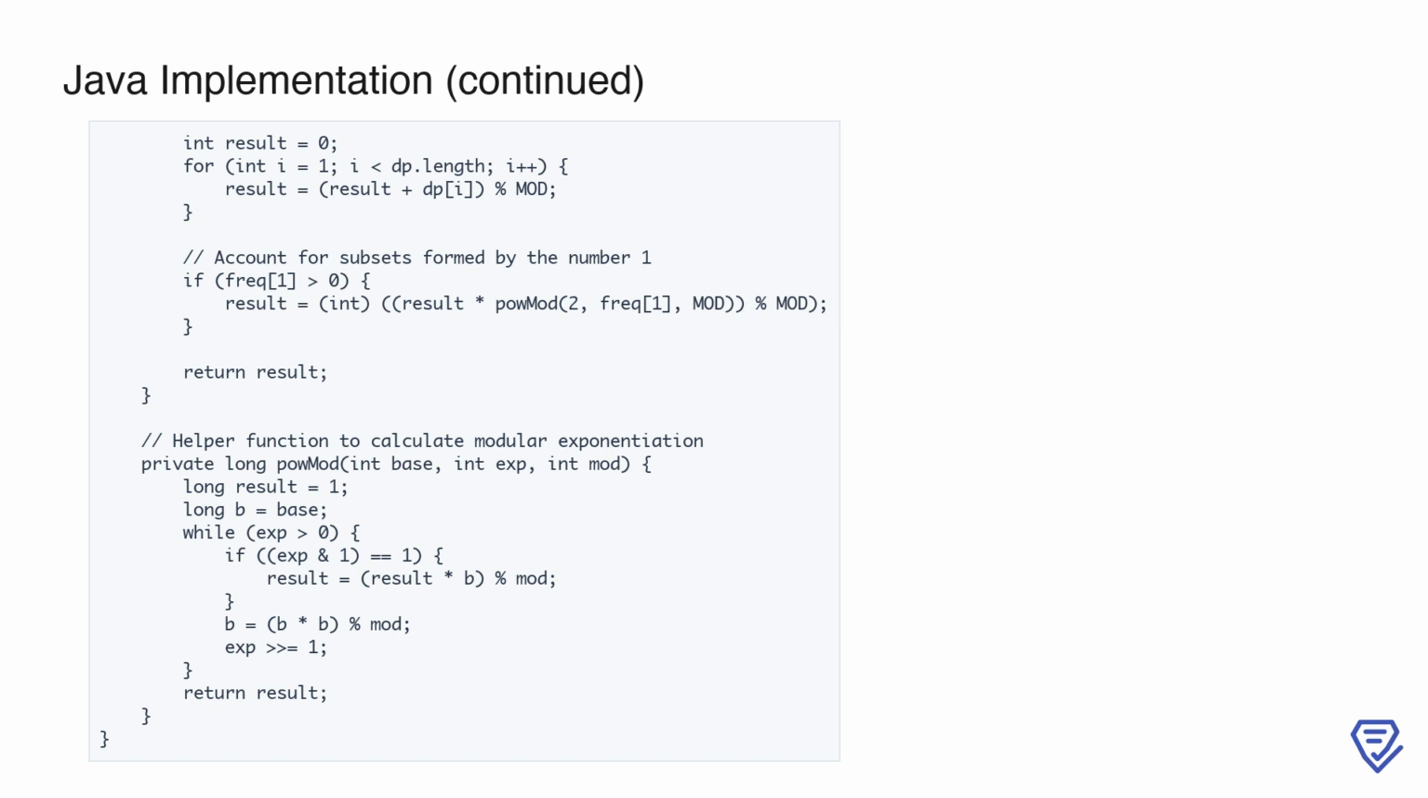To account for subsets containing the number 1, we use its frequency, as each occurrence of 1 can double the number of valid subsets. We multiply the result by 2 to the power of the frequency of 1, using modular exponentiation to handle large values. The method PowMod performs this efficient computation using the fast exponentiation technique. Once adjusted for the subsets formed by 1, the final result is returned. This implementation efficiently combines combinatorics, bit masking, and dynamic programming to solve the problem within the constraints.